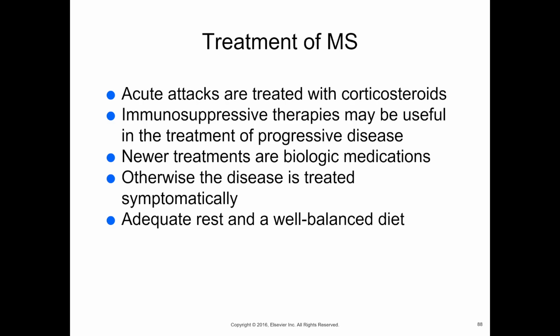Treatments of MS, typically corticosteroids. You need to use immunosuppressive agents. With MS, it's highly variable. People can die within a few months. Others can live 30 years with it. It's highly variable.